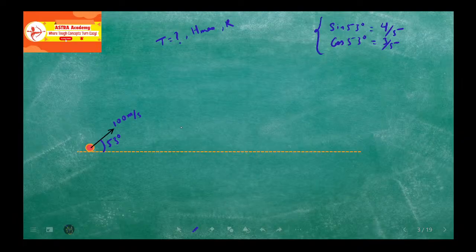Okay, so just find it as soon as possible. Don't use formula. I hate formulas like u square sine square theta upon 2g, or 2u sine theta upon g. I hate formulas. Do it orally if possible, and you can do a little bit of calculation. Try to do it as soon as possible. First of all, tell me the answer of time of flight.